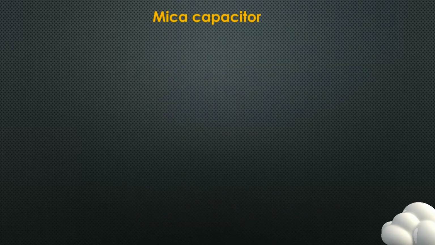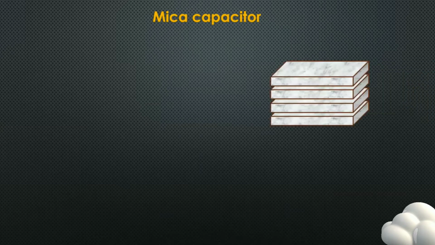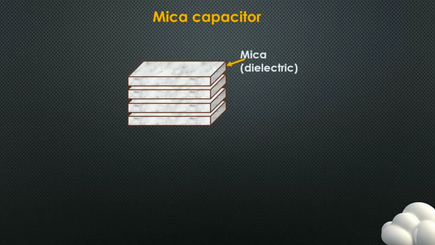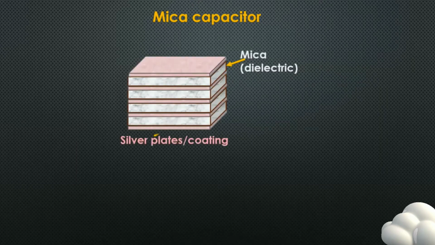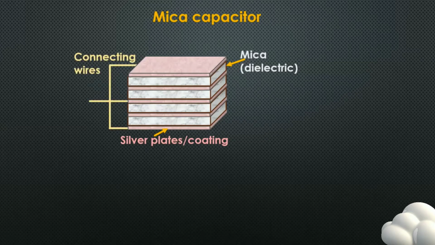Next is mica capacitor. In mica capacitor, there are several layers of mica which act as a dielectric, and there will be silver plates in between the mica dielectric. So the silver plates act as a conducting plate, whereas mica acts as a dielectric. Sometimes a mica with a silver coating is also used, which is always preferred over silver plate. This is a basic construction of mica capacitor.